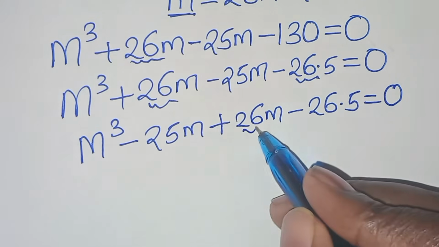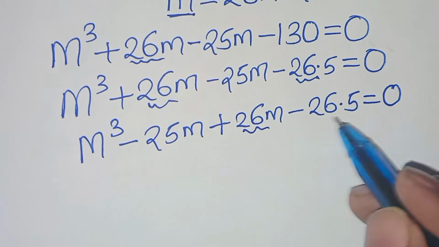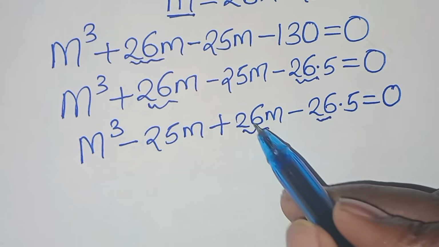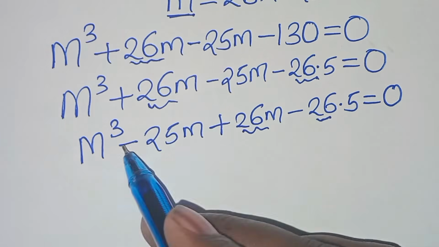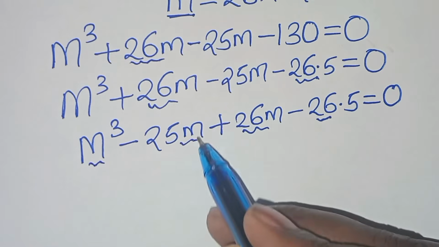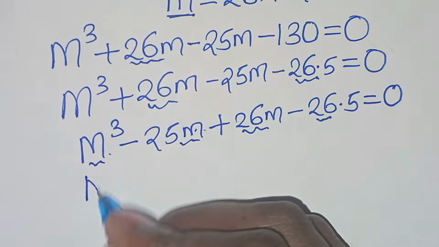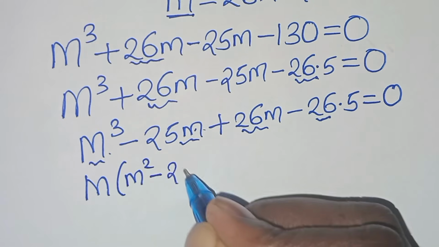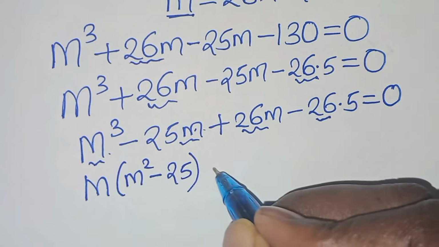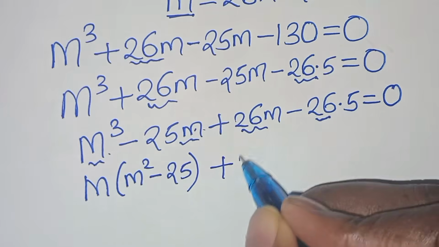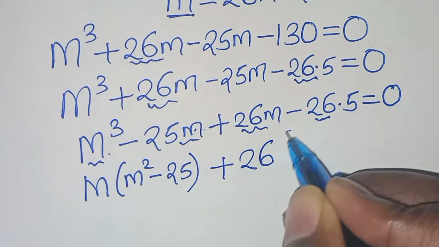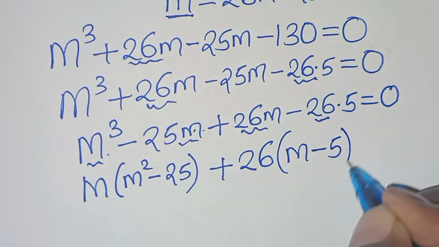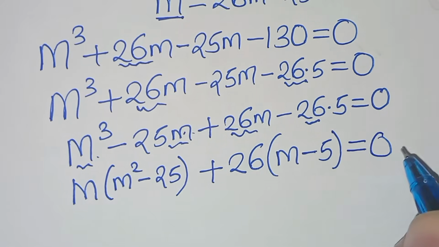So from what we have here, we have 26m, we have 26 and 26. So this will help us to factor out 26. But here we have m. We can factor out m here so that we have m into the parentheses m squared minus 25. Then plus 26 is common, so we have 26 into the parentheses m minus 5. This is equal to 0.